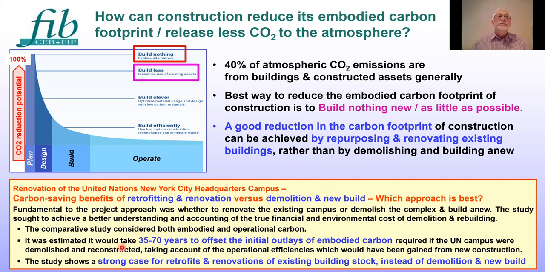And it was estimated it would take 35 to 70 years to offset the initial outlays of embodied carbon required if the UN campus were demolished and reconstructed, taking into account the operational efficiencies which would have been gained from the benefits of new construction. So the study shows a strong case for retrofits and renovations of existing building stock rather than demolition and new build.